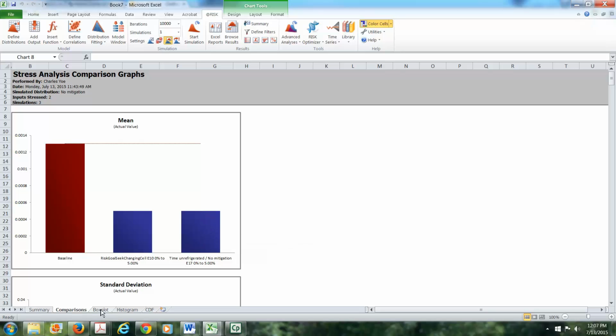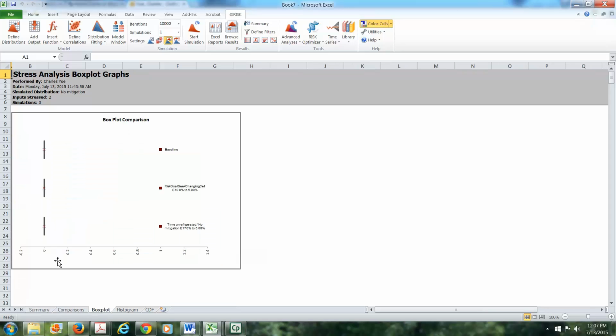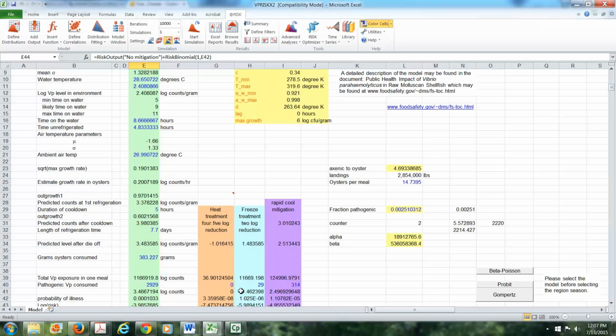The other tabs are not so interesting, and that's primarily because our output range is such a small number that these box and whisker plots don't turn out to be terribly interesting. And the same is true for the histogram and CDF, but that's more a function of the model that I'm using. For other models, these could be very helpful kinds of graphics. So I'll skip showing you those others and return to our model here.